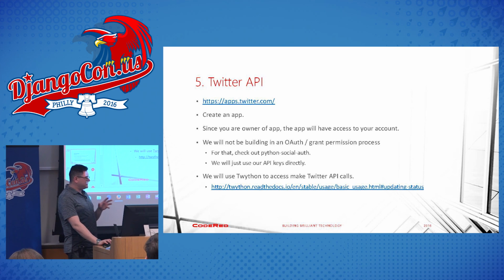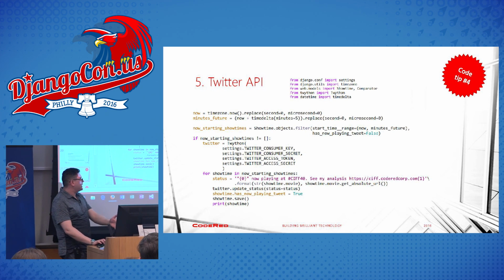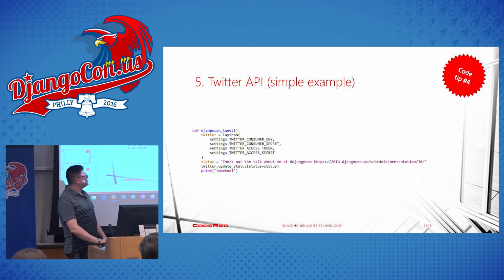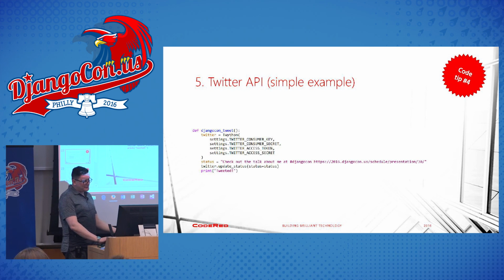And then the last good part of this was the Twitter API. Doing this is very, very simple if you're just doing it with your own Twitter account. This is what we did, which looks a little bit complicated, but the simple form using Twython is super simple. You just create a Twitter app at apps.twitter.com. Since you're the owner of it, it has access to your account, and you can access all of your API keys right there at apps.twitter.com. You basically plug those into Twython, and you can send a tweet.